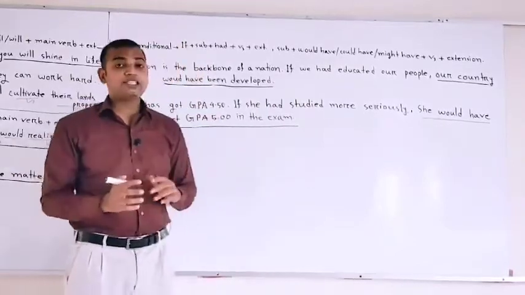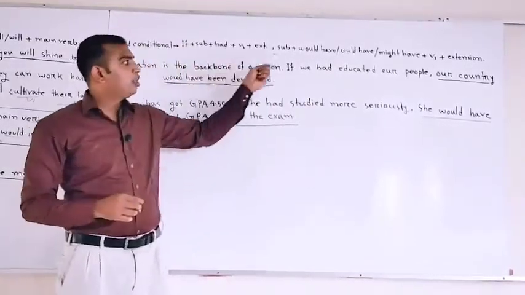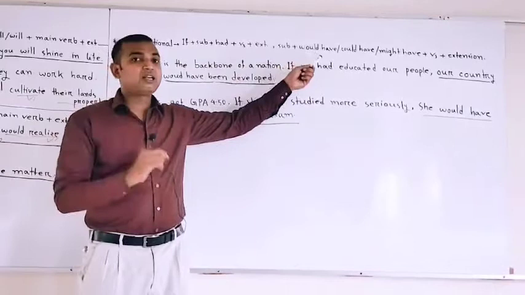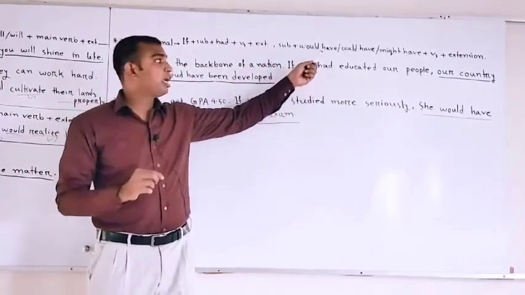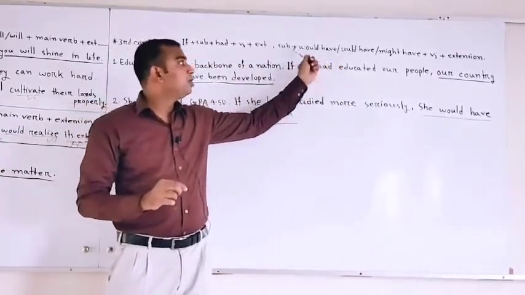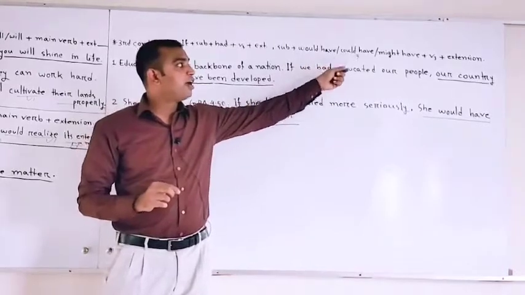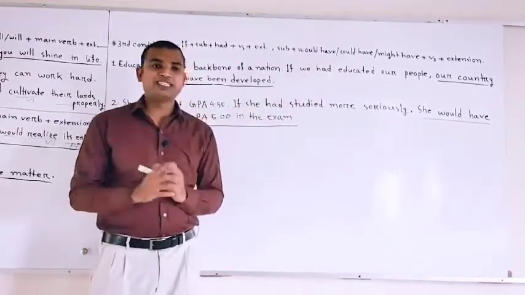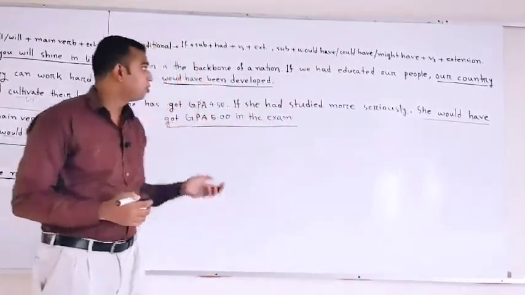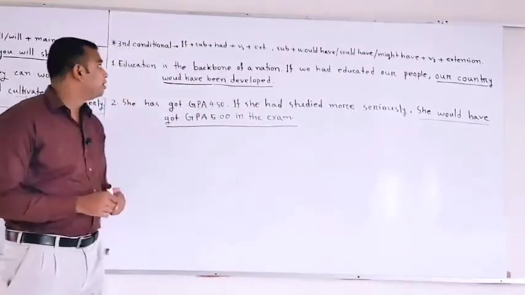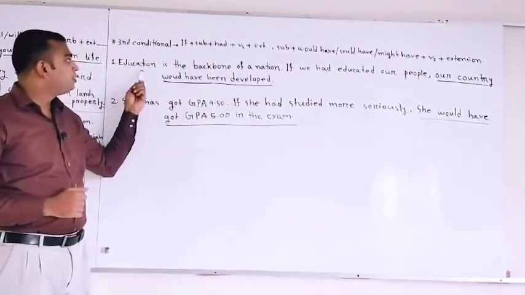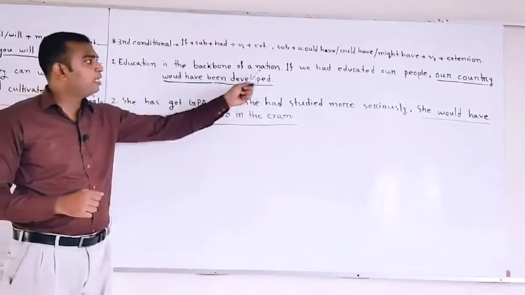So in respect of third conditional, when you write the second clause, the principal clause, you have to follow these rules: subject would have, could have, might have plus verb 3 plus extension. Let's have a look at a couple of examples here. The first example: education is the backbone of a nation.